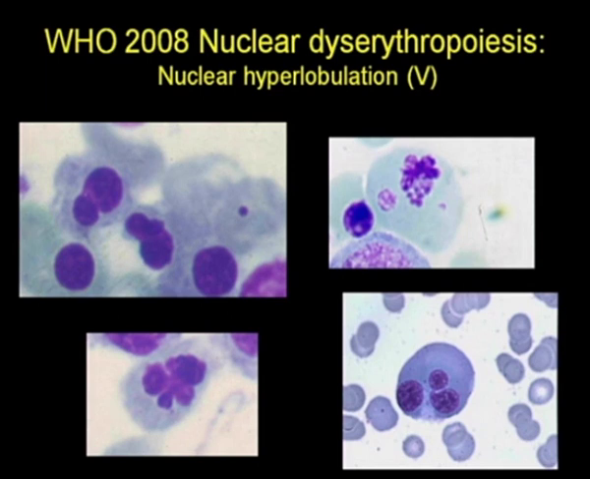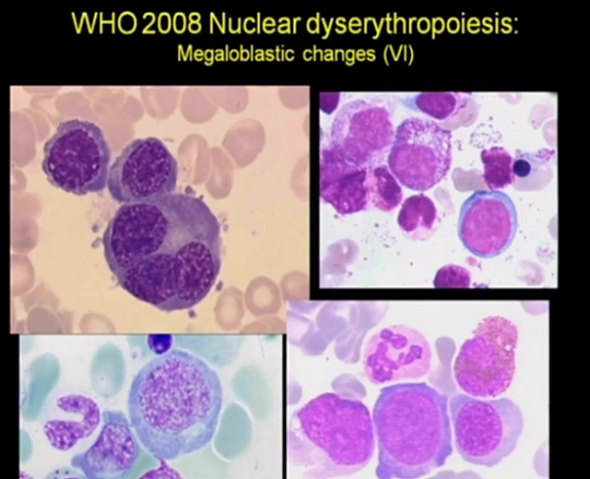Hyperlobulation. This is a very clear image, and it is different from budding. This is hyperlobulation, because there is a short chromatin. Megaloblastic changes are asynchronous maturation and increased size of the cells.